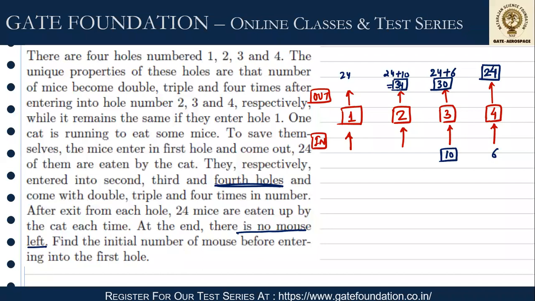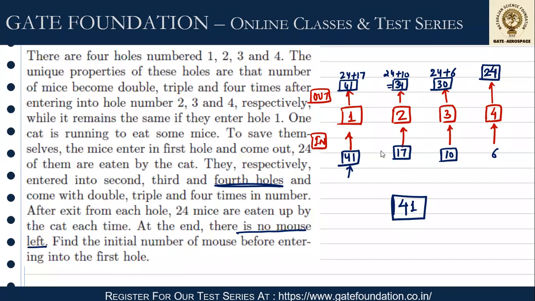Now, these 34 were twice when they entered. They became twice when they entered hole 2. So actually, they were 17, which became double. Now, these 17 actually were the mice which were left after the first hole, after the cat ate 24. So 24 plus 17 is 41. So 41 were the mice which actually entered the hole, and the sequence goes like this. So I am supposed to find out the initial number of mice before entering, which is 41. Right. So this way it goes.